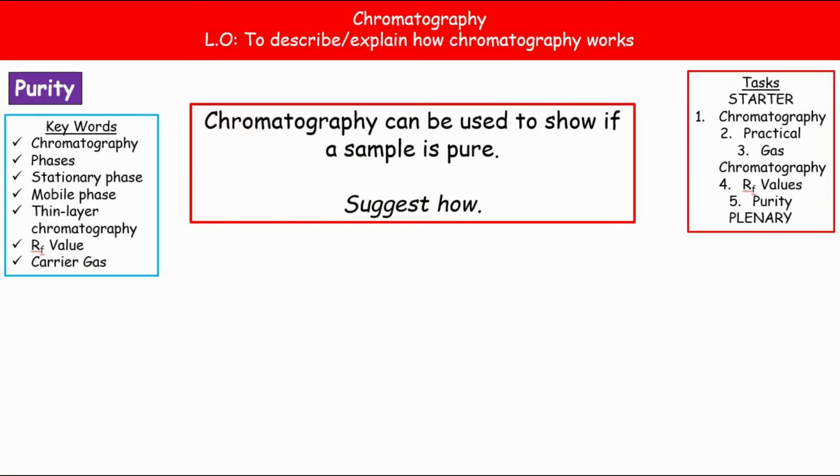Now, one of the things we need to know is whether a sample is pure or not. Now, if we think back to our earlier lesson, a pure sample is one that consists of only a single chemical. Now, chromatography is one of these processes we can use to determine if a sample is pure. So write down that first sentence and then see if you can suggest how this would work.